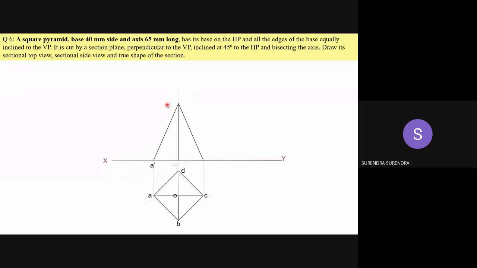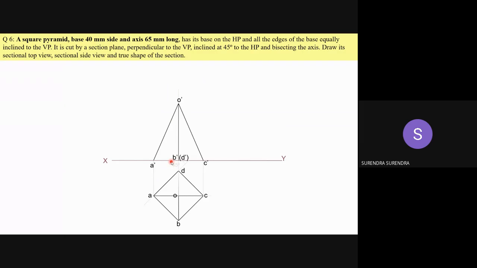AO, BO, CO, DO. As you are seeing in this direction, point D is hiding, so D dash is represented as a hidden point, and O dash. With this, we completed drawing the projection of the solid, the projection of the pyramid in the given condition, with base on HP and all the edges of the base equally inclined to VP.